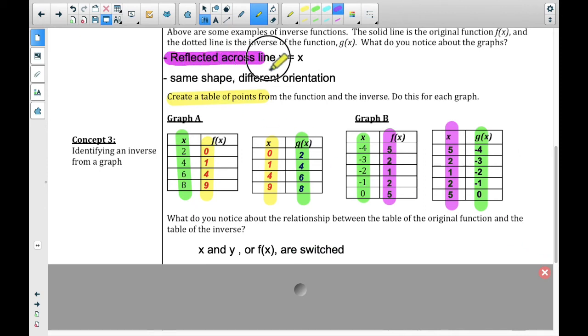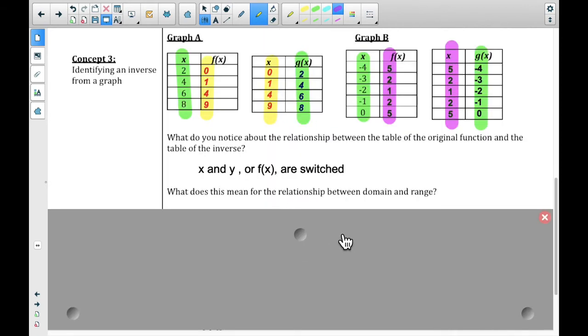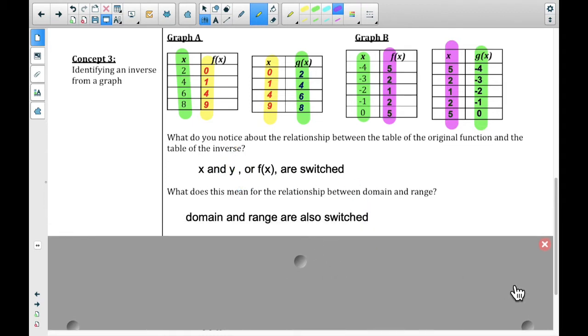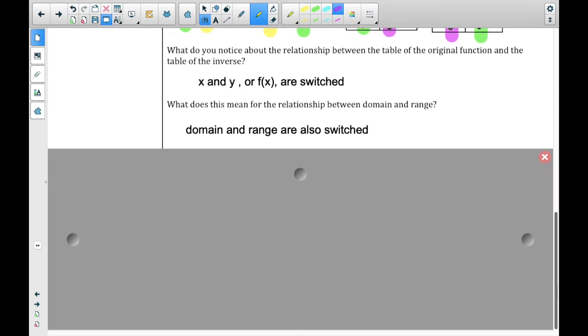And that is really the same thing as when we said reflected across the line y equals x. Look at that line, y equals x. And here we're saying the same thing: we switched our x with our y. So we changed our x into a y. What does this mean for the relationship between domain and range? Well, remember that domain is our x values and range is our y values. So if we've switched the x with the y, then haven't we also switched the domain and range? That's another thing that's important to recognize about inverses of functions, that their domains and ranges are switched.